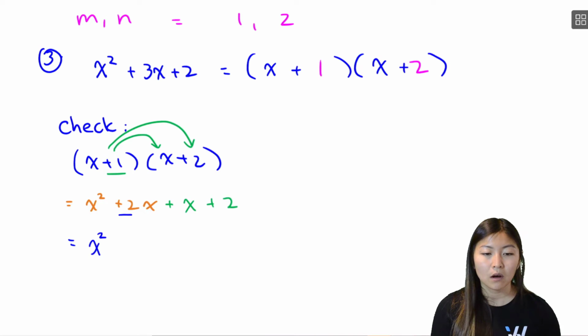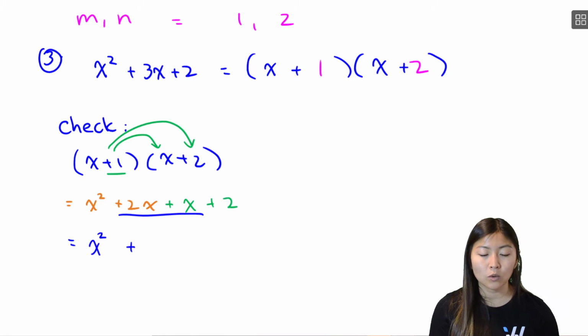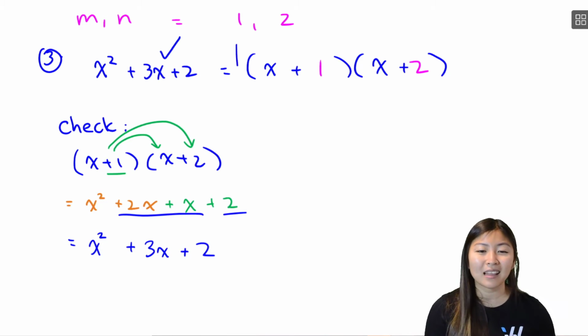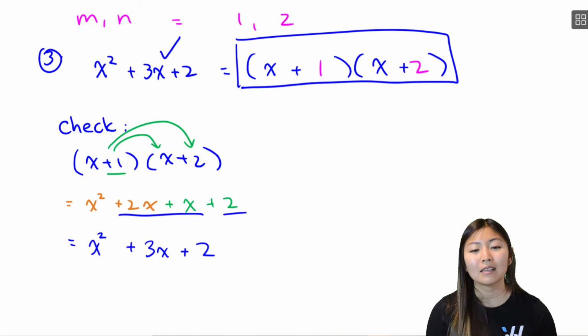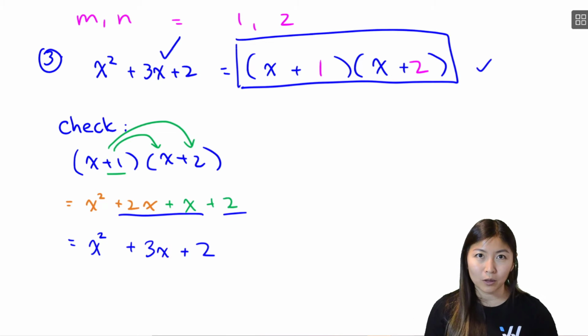We have an x squared. Oh, there's two things with x's, so in total it's 2x plus x, which is 3x. And then we have a plus 2. So we do indeed end up back at the original, meaning that this is indeed the correct answer. This is the factored form of this polynomial.